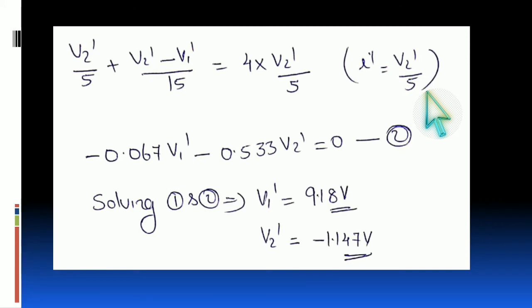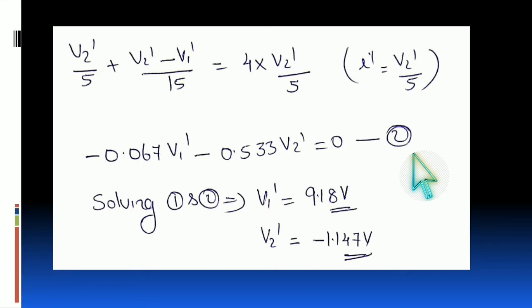By KCL, the sum of currents entering at node V2 dash is equal to the sum of currents leaving V2 dash. Which are the currents entering here? 4 I dash, and 2 unknown currents which are considered as outgoing currents. So we can write V2 dash by 5 plus V2 dash minus V1 dash by 15 is equal to 4 I dash, or 4 into V2 dash by 5. By rearranging this, we get minus 0.067 V1 dash minus 0.533 V2 dash is equal to 0, and it is labeled as equation number 2.